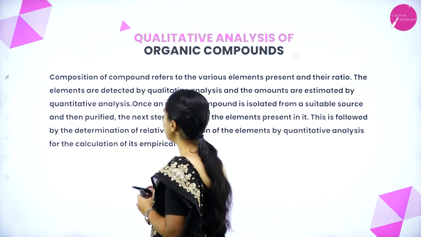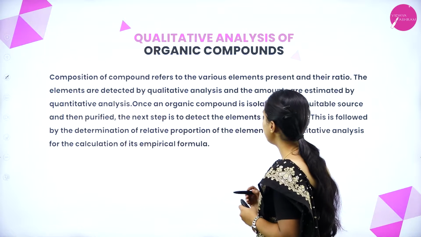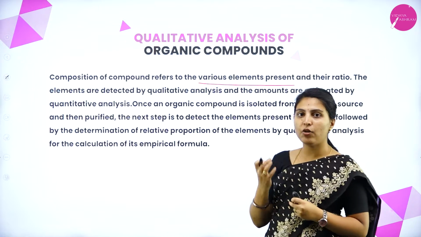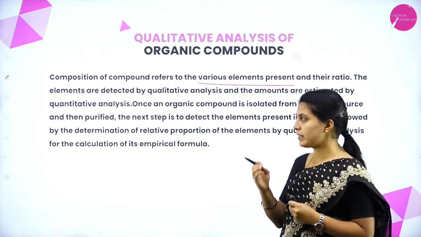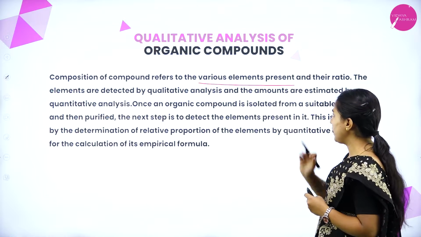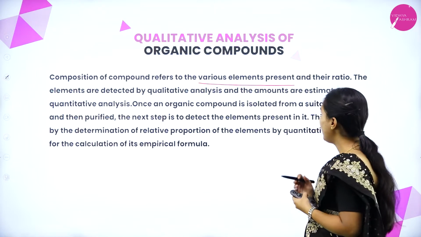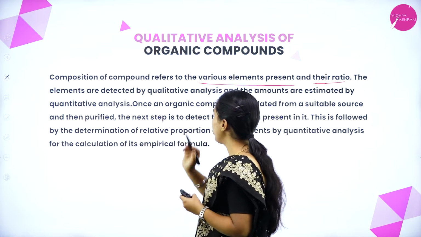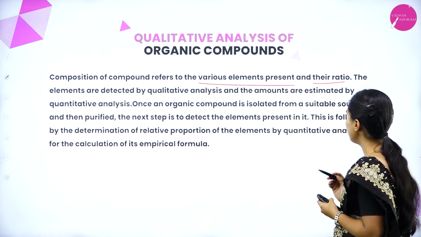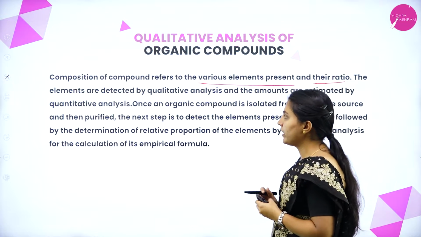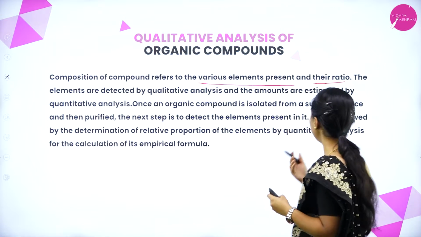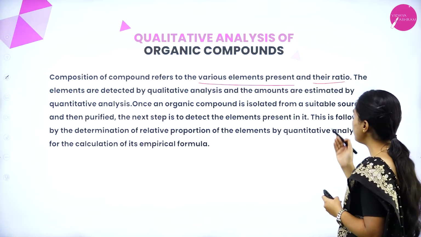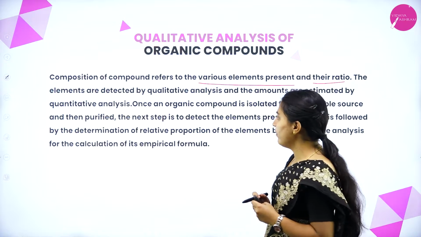See here, the composition of a compound refers to the various elements present and their ratio. Whatever elements are present in the compound will vary, and so will their ratio. The elements are detected by qualitative analysis and the amounts are estimated by quantitative analysis. That's what I told you now. The overall elements are detected by qualitative analysis and the amounts are estimated by quantitative analysis.